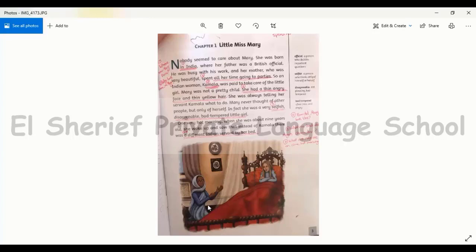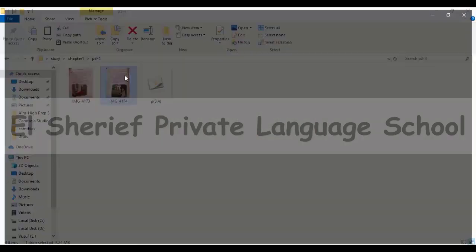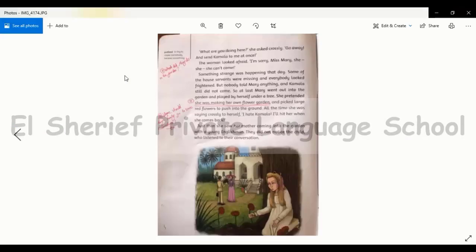So the servant is not Kamala, it's a different servant. What do you think will happen? What do you think Mary will do? Let's see. Page 2. You can read it from your story.